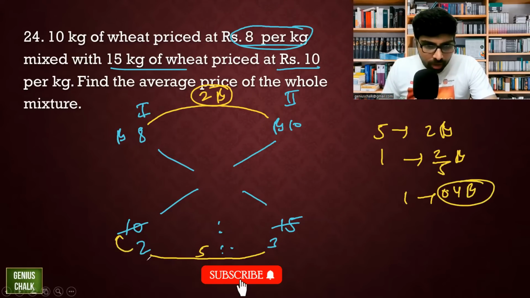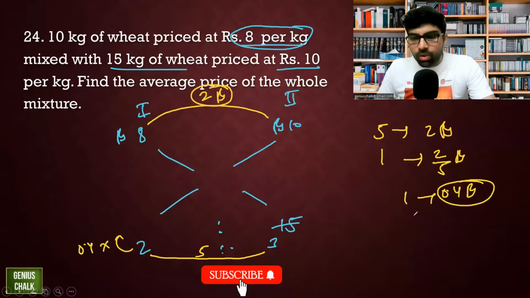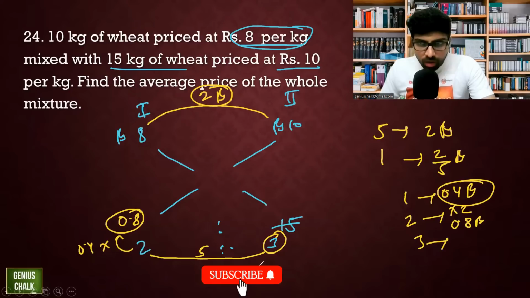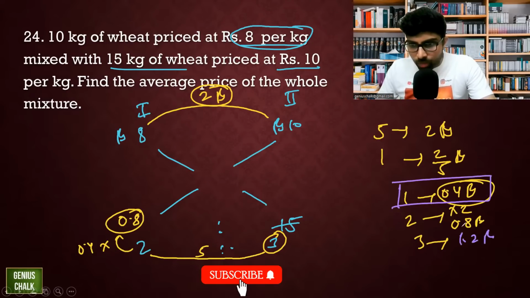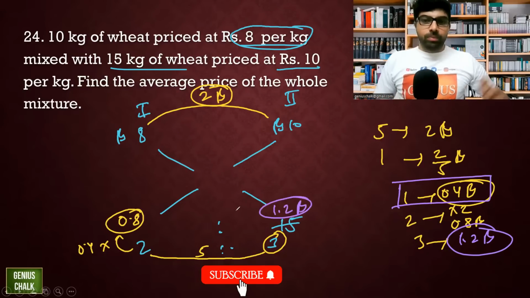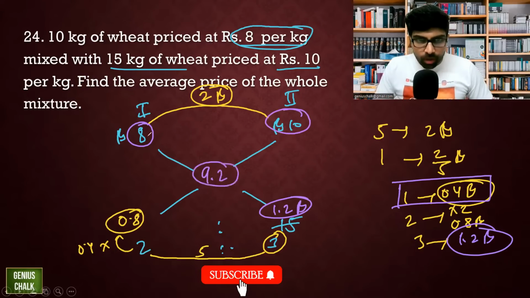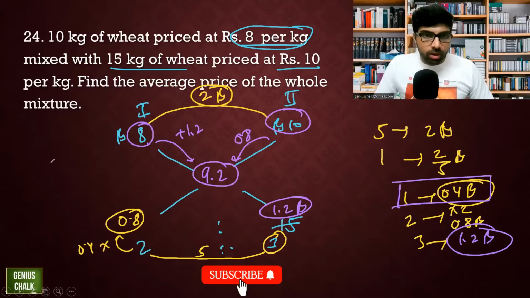So 2 value will be 2 into 0.4, since 1 value is 0.4. So 2 value will be 0.8 rupee. That means here it is 0.8. After that, 3 value will be 3 times 0.4, so 3 value will be 1.2 rupees. That is 1.2 here. Now, just apply 8 plus 1.2 and 10 minus 0.8. This has to be 9.2 because 8 plus 1.2 is 9.2, and the average must lie between 8 and 10. And 10 minus 0.8 is also 9.2. So the average price will be 9.2 rupees per kg.